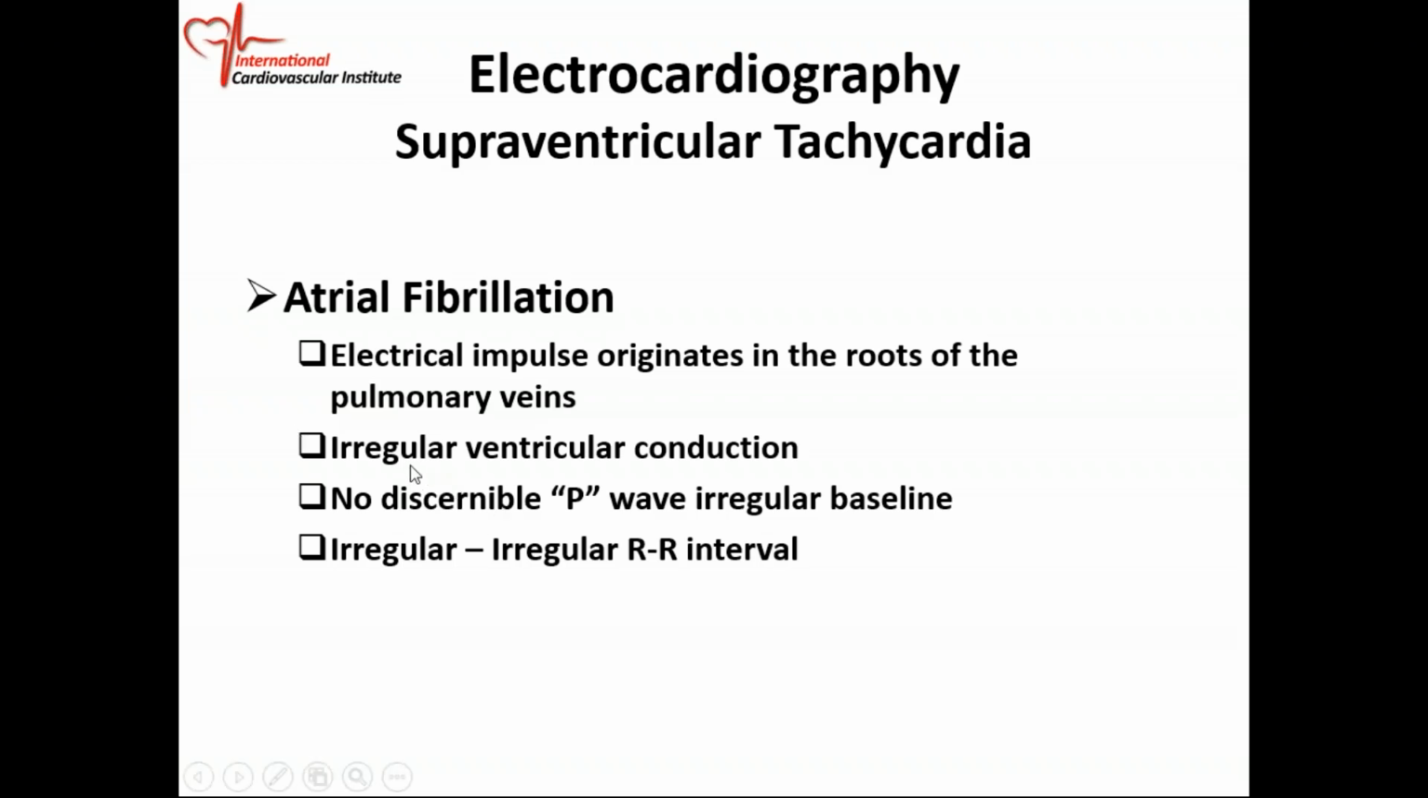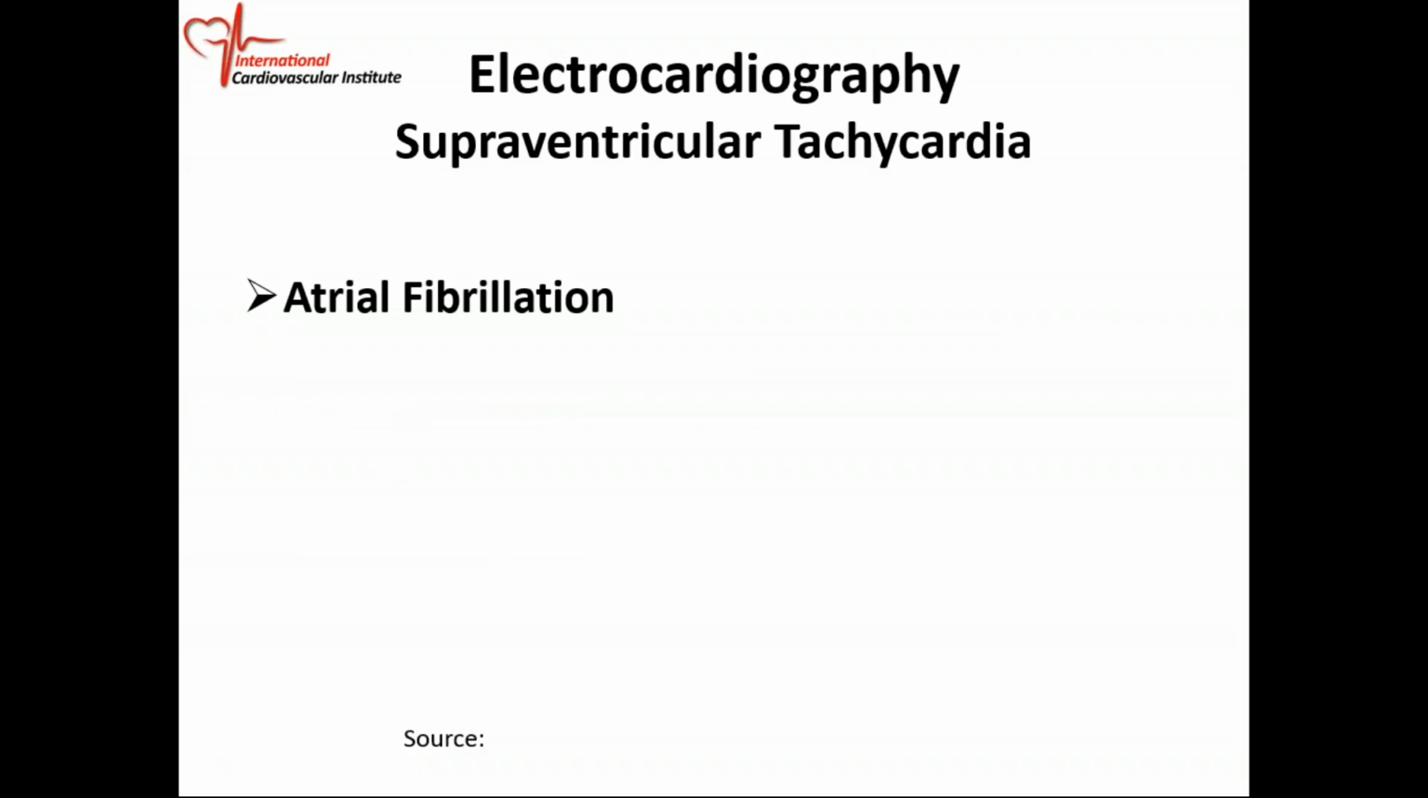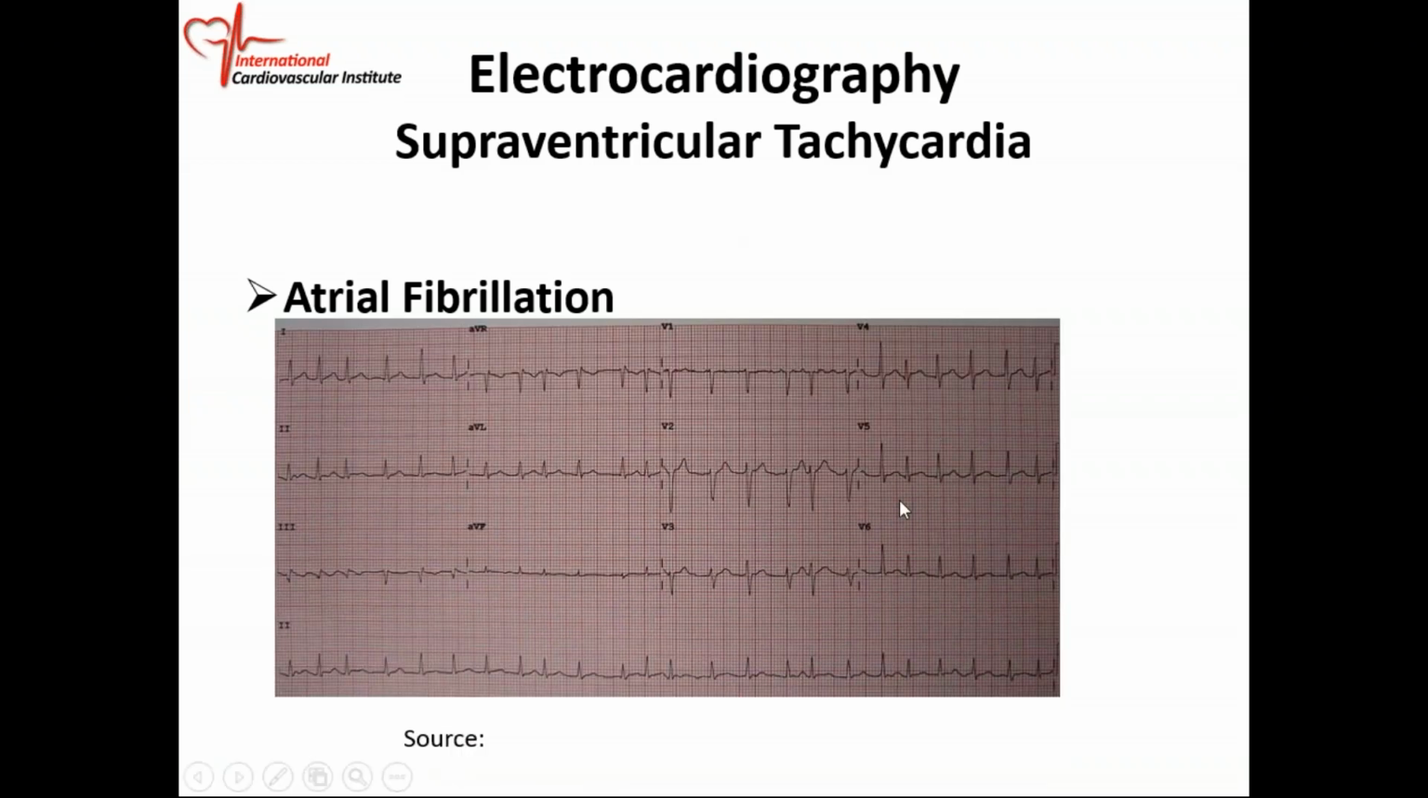Okay, so with atrial fibrillation, you'll get an irregular ventricular response or irregular ventricular conduction because of the AV node. The AV node is going to slow a lot of these atrial beats. When you look at your ECG or EKG, there will be no discernible P wave. You get an irregular baseline. And we usually refer to the rhythm as irregularly irregular. Okay? Irregularly irregular. So this is what atrial fibrillation looks like.